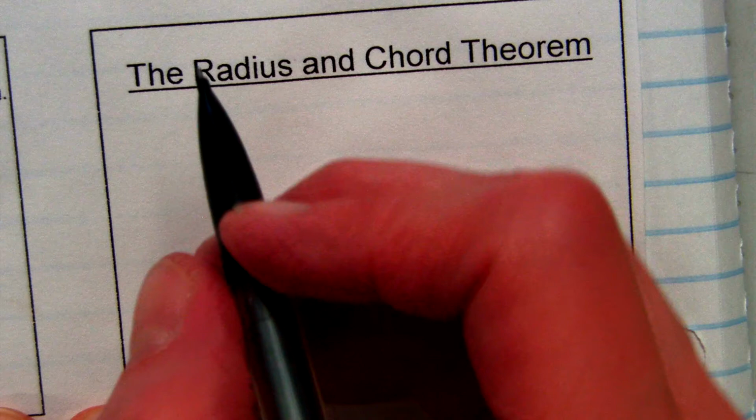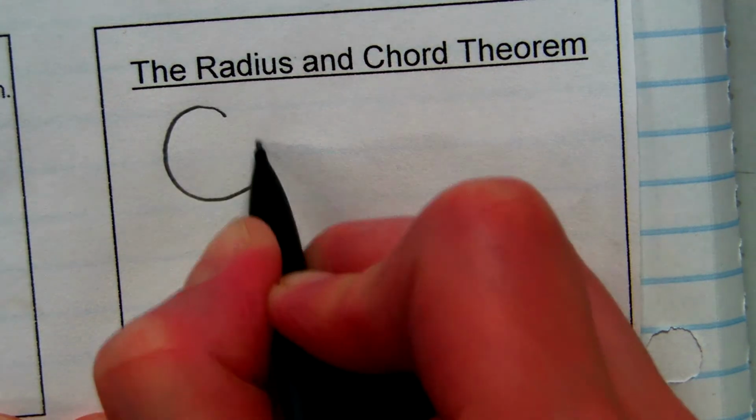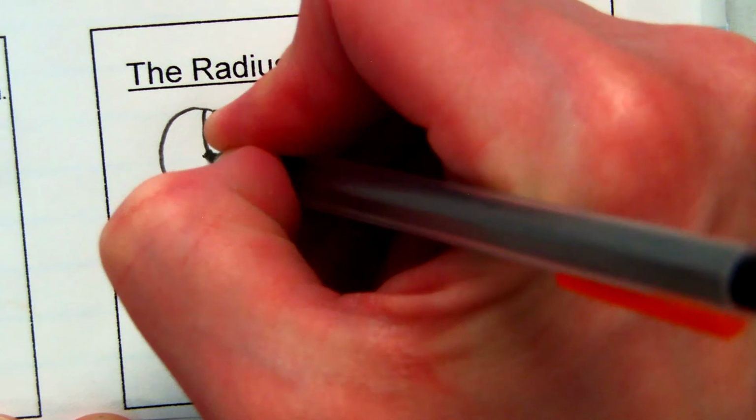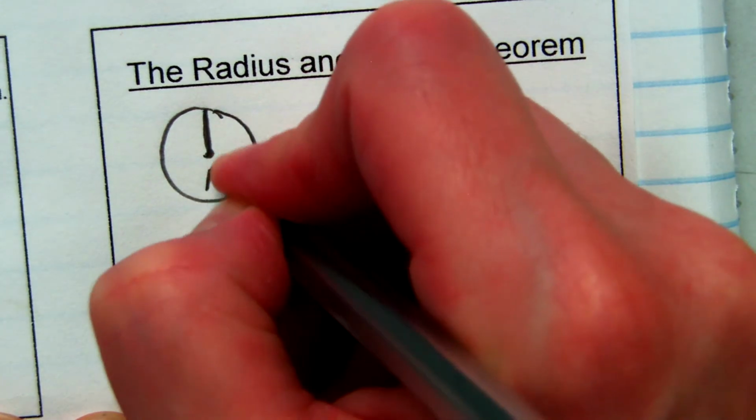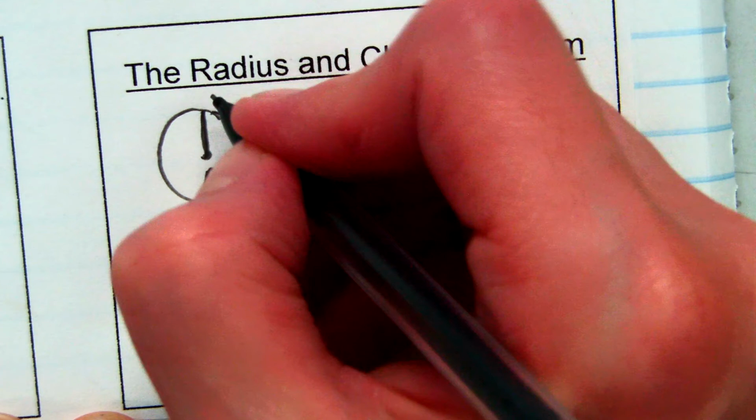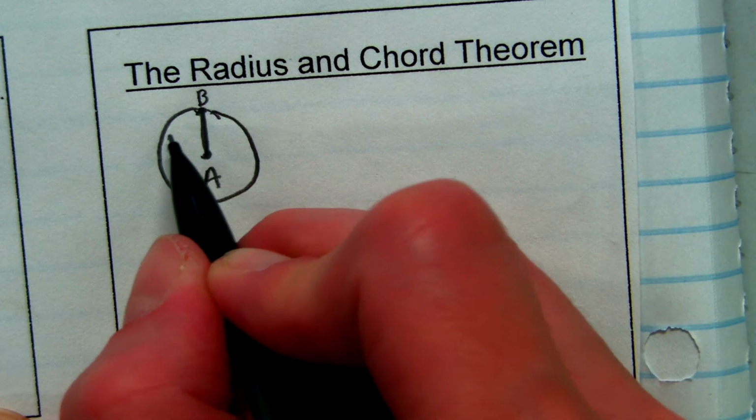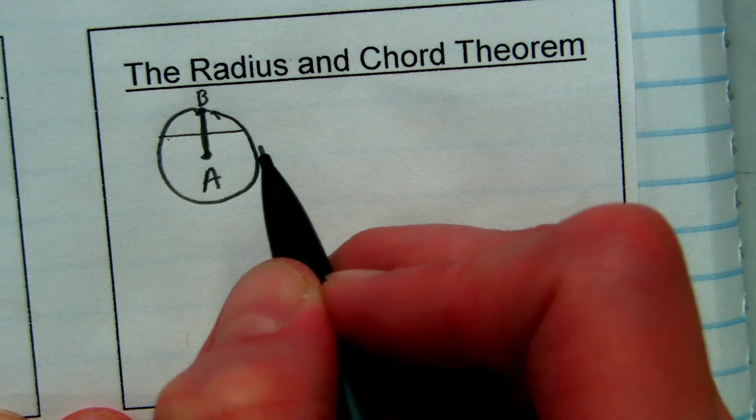And so I'm going to give you a circle, the center, and we're going to draw a radius that goes up to the top. I'm going to call this circle A. I'm going to call this point up here B. And then we're going to draw a chord that goes across like this.